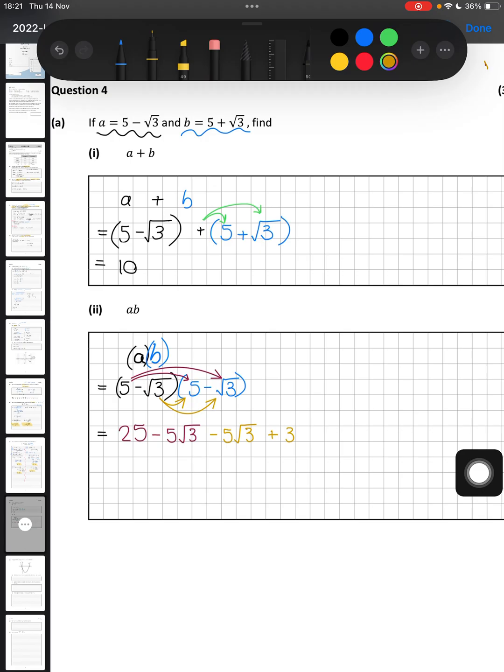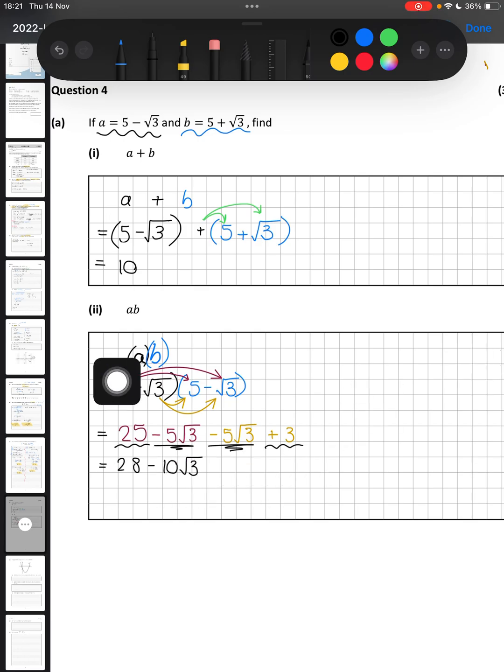Okay, so here now I can add my like terms together. So I would have my constants that don't have square root 3's together to get 28. And then I have minus 5 times the square root and minus 5 times the same square root. So that means that I have in total 10 of those square roots being taken away. But I would have gotten that if up here I just typed it into my calculator.